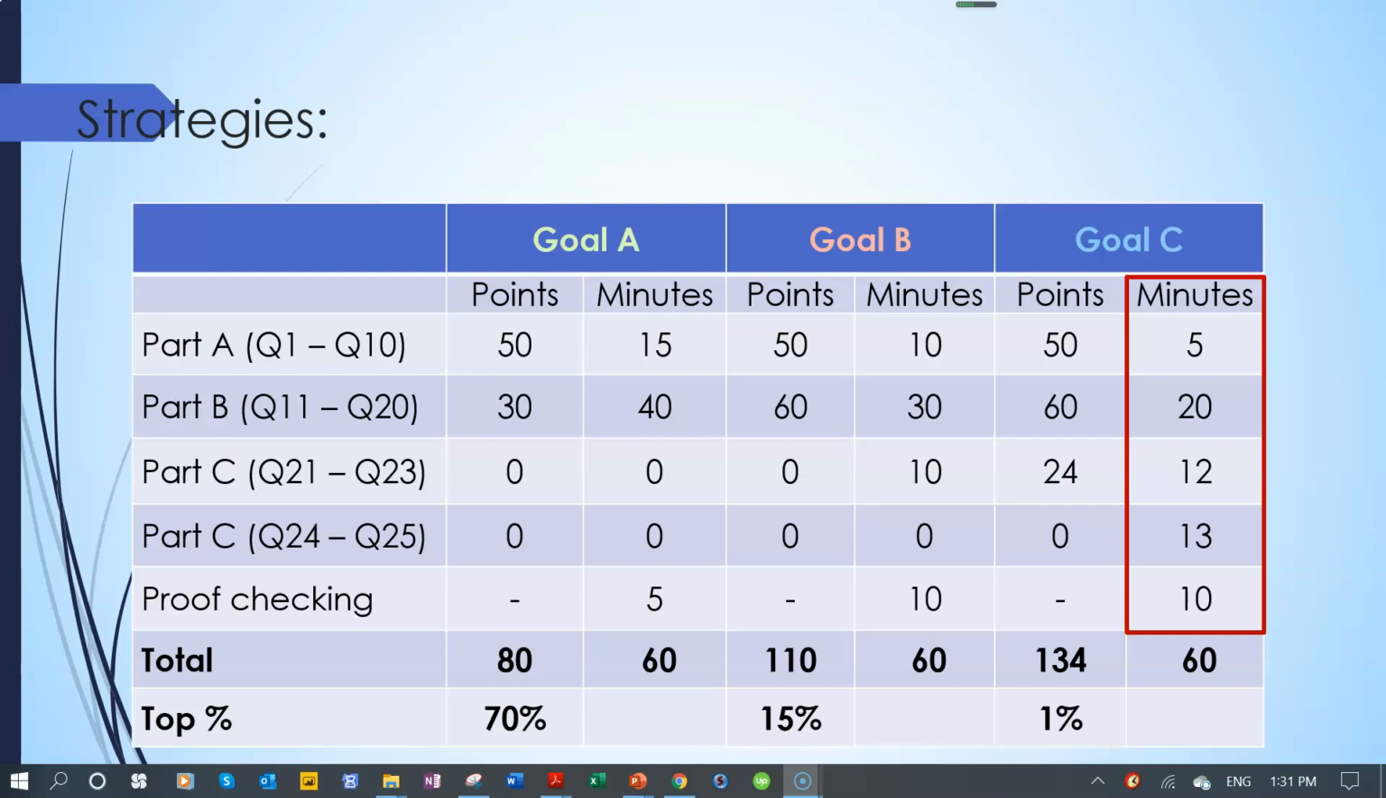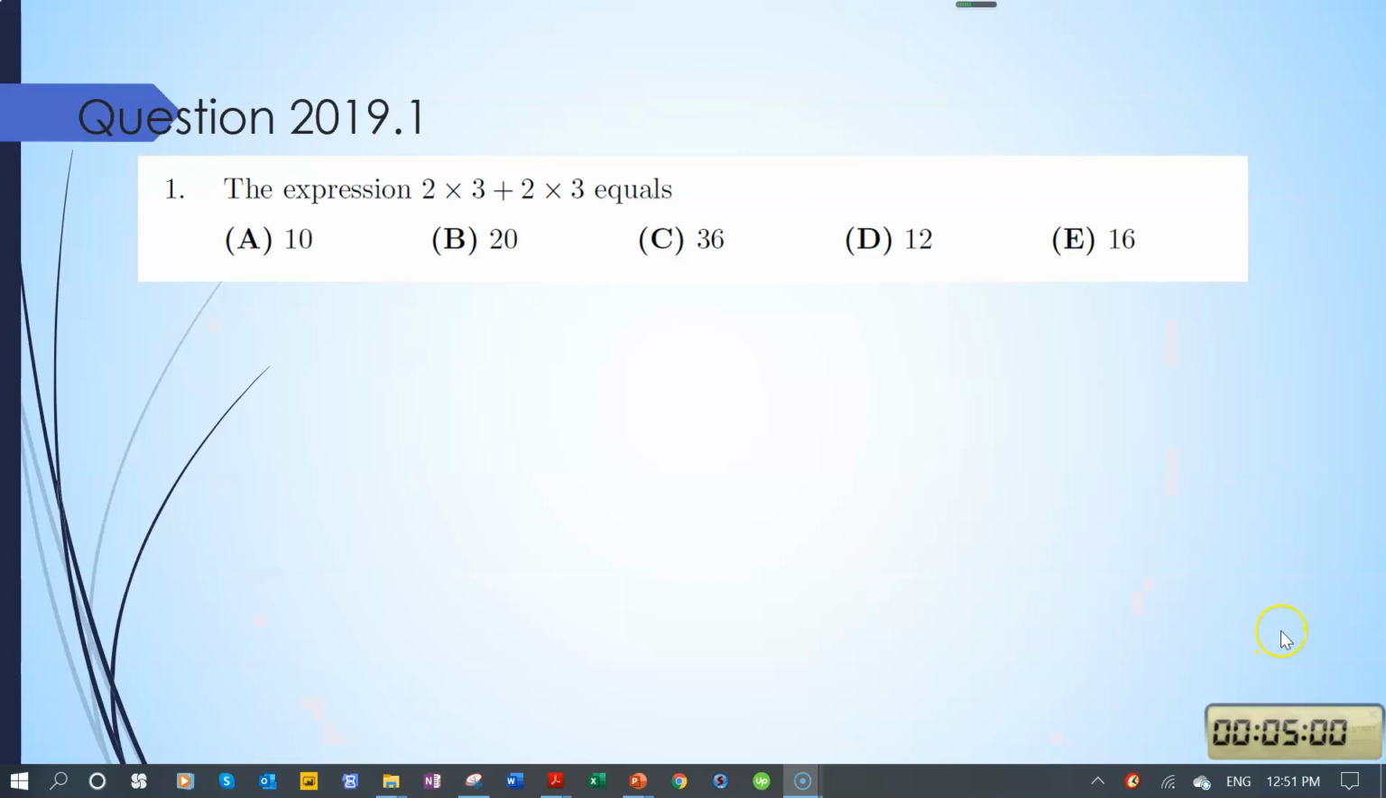Now, what I'm going to do right now is to demonstrate how you can solve the first 10 questions within 5 minutes, starting from now. Let's set up the timer, starting from now.